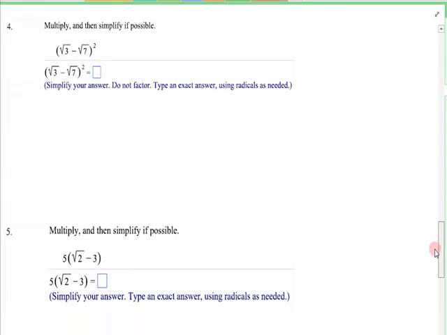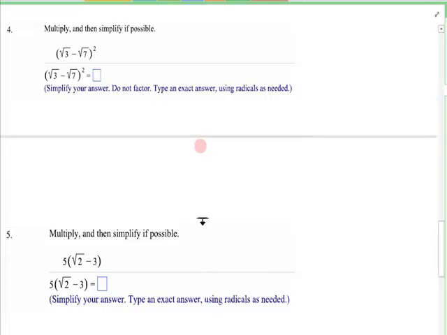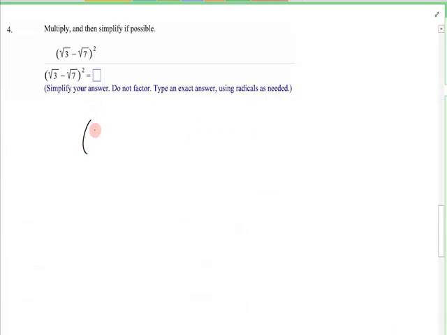All right, let's do another one that is squaring a sum or difference. I have the square root of 3 minus the square root of 7, quantity squared.